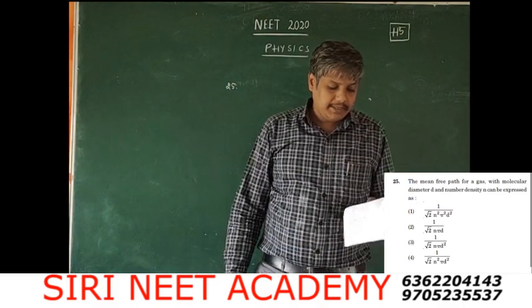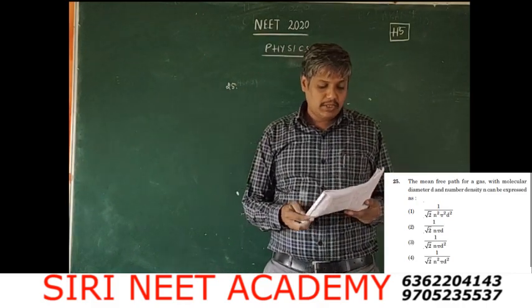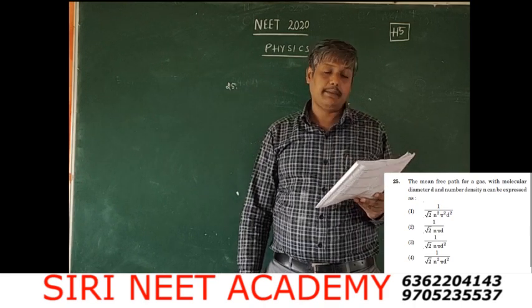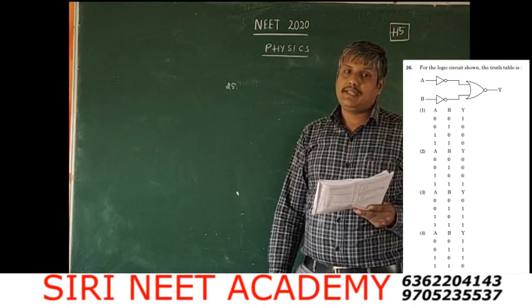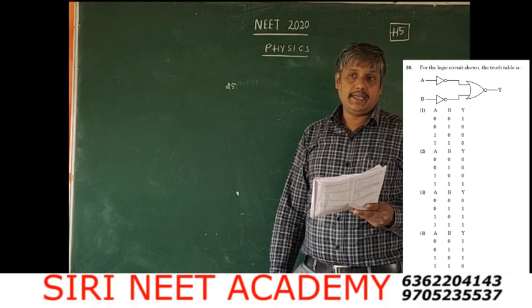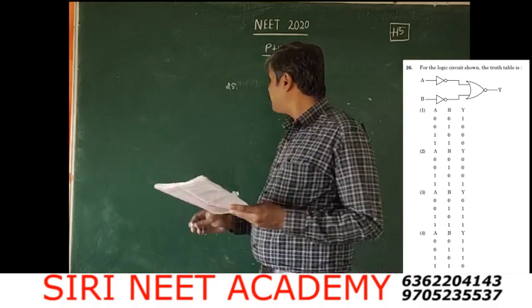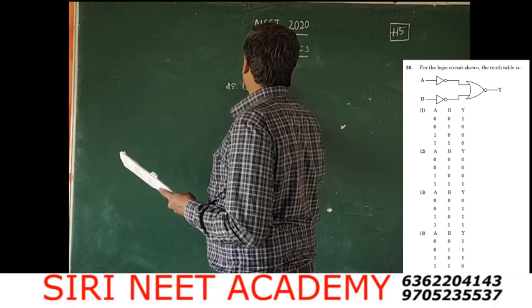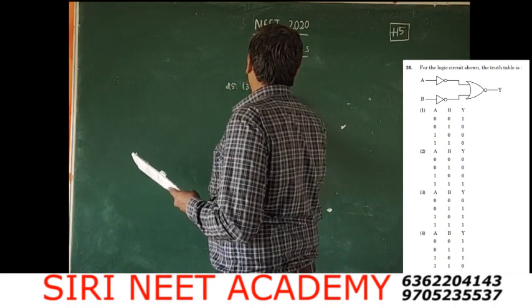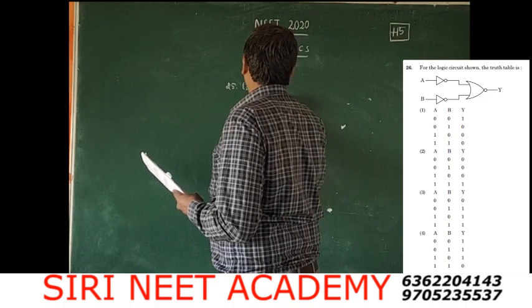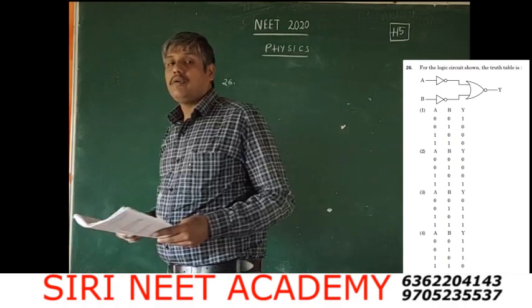The mean free path for a gas with molecular diameter d and number density n can be expressed as. The formula is 1 by root 2 n pi d square. So the option corresponding to this will be third. 1 by root 2 n pi d square.